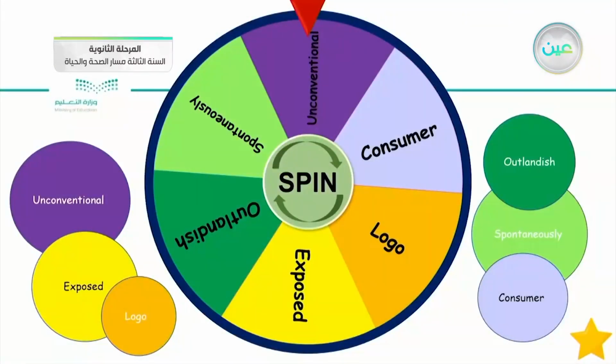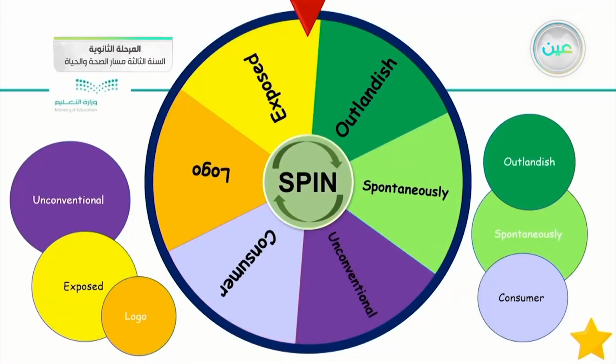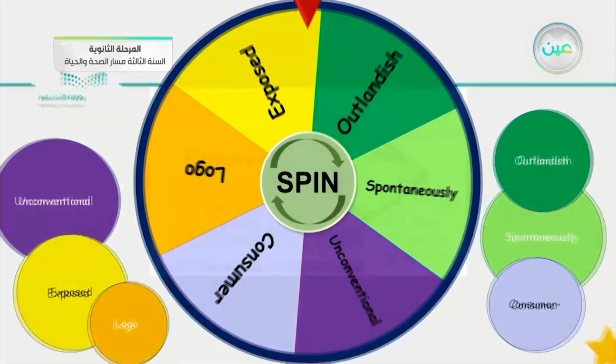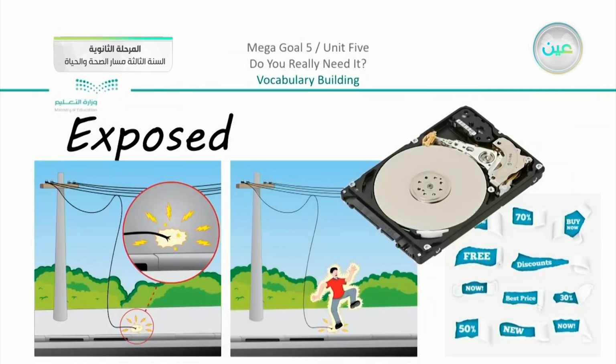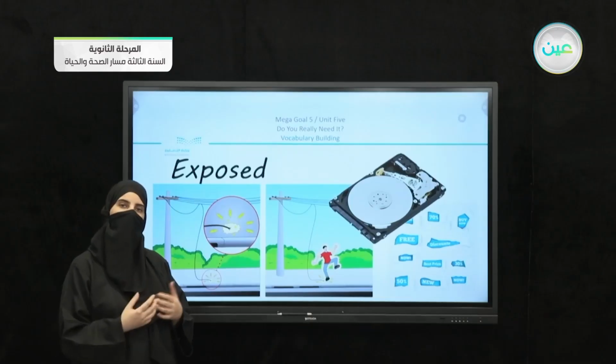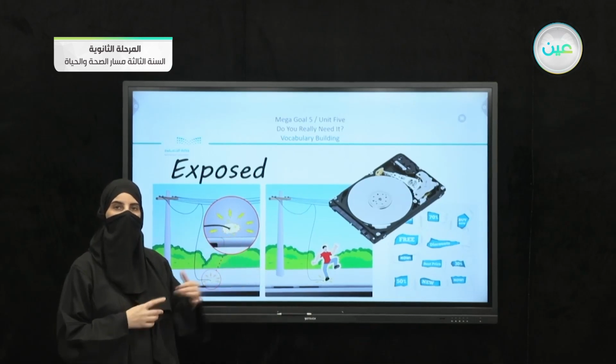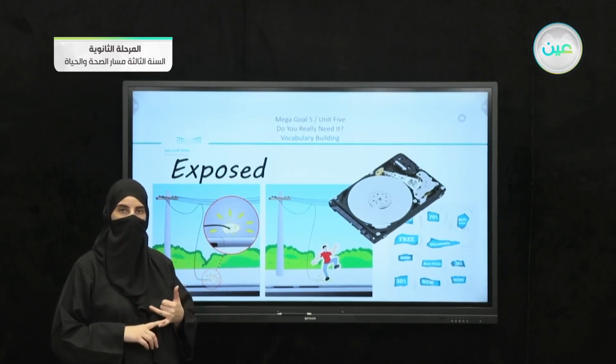Now moving on, we have finished three words. Now we are going to see what else we have here. We have the word exposed. You can see that there is a wire that is open, that is exposed. This can cause some kind of danger. Also, if you have any kind of device and the device is open, it's exposed, and it can be damaged. So there is a threat that this device will be damaged or a person might be hurt.